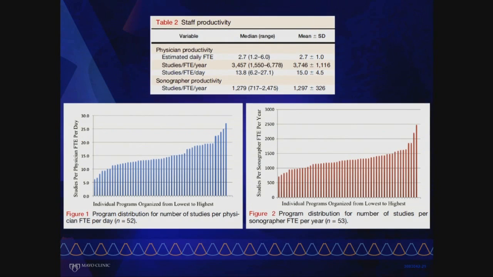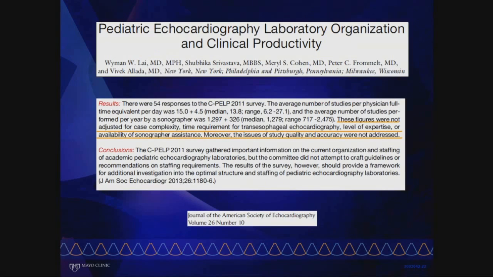They got some good data, looked at staff productivity. For physicians, estimated daily FTE, studies per FTE per year and per day, and for the sonographers, studies per FTE per year. However, the figures were not adjusted for case complexity, time requirement for TEE, level of expertise, or availability of sonographer assistance, and it did not address quality and accuracy. So I'm not bringing this to light to say, hey, we can't do this. It's just that numbers alone only tell so much of the story.